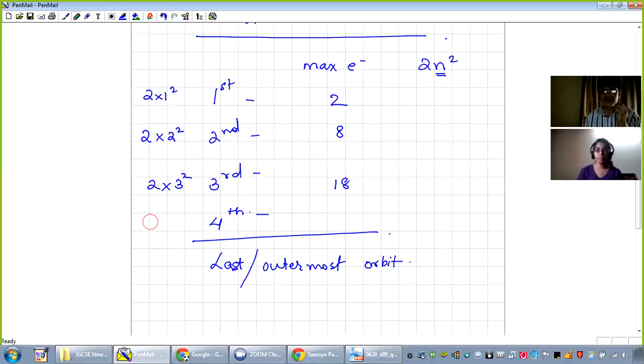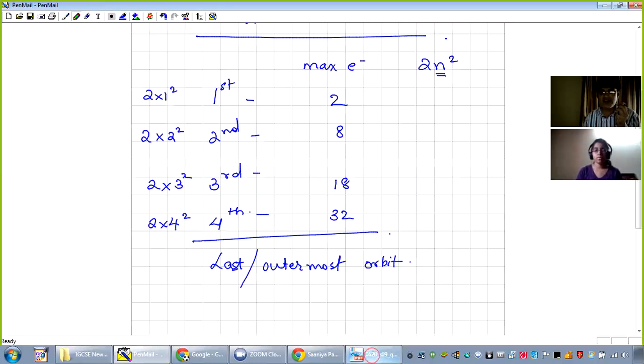32. Correct. It will be 2 multiplied by 4 square, that is 16 into 2. So 32 electrons maximum can be placed in the fourth orbit. Now, of course, fifth orbit, sixth orbit, and seventh orbit are also there, but that formula is not applicable because so many elements are not present.